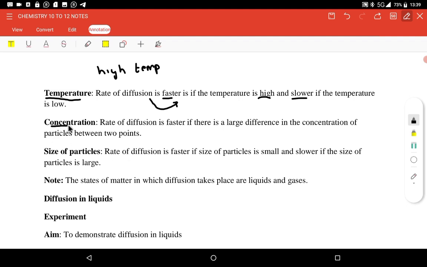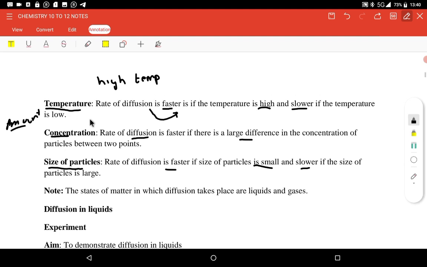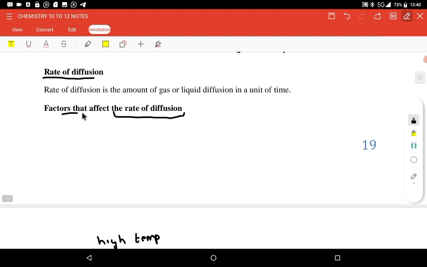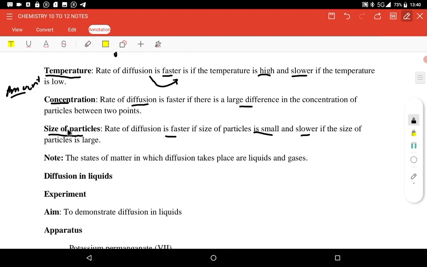And also the concentration, which just talks about the amount. There are those people who spray roll-on or perfume, they spray almost the whole bottle, meaning they've increased the amount, so the concentration is high. The higher the concentration, the faster the rate of diffusion, okay, the larger the difference in concentration of particles between two points. Also the size of particles: it was discovered that smaller particles are able to diffuse faster, and bigger particles diffuse slower. So these are the three important factors that affect the rate of diffusion, and these questions come up, right? Factors that affect the rate of diffusion: number one, temperature, concentration, size of particles.